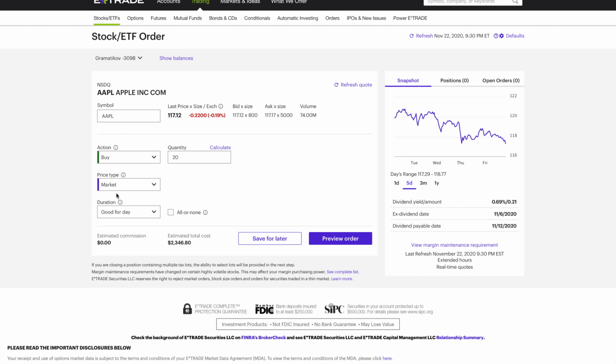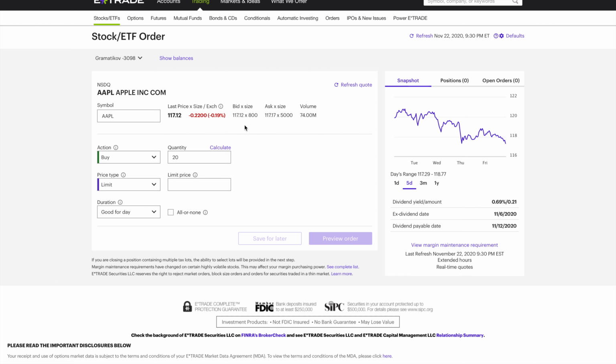So if you select market, this will execute right away at the current market price, which means that if you're going to buy, you're going to buy at exactly 117.17, because this is the lowest somebody is willing to sell. So for you to buy, there must be a seller that you're buying from. And if you want to place a limit order, the limit order must be anything under this price.